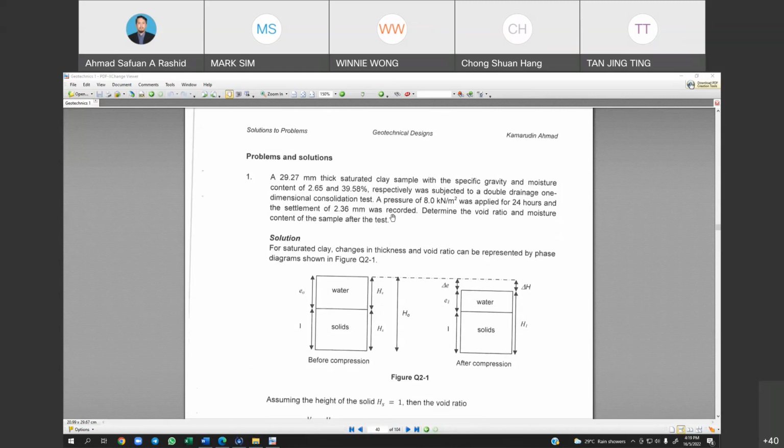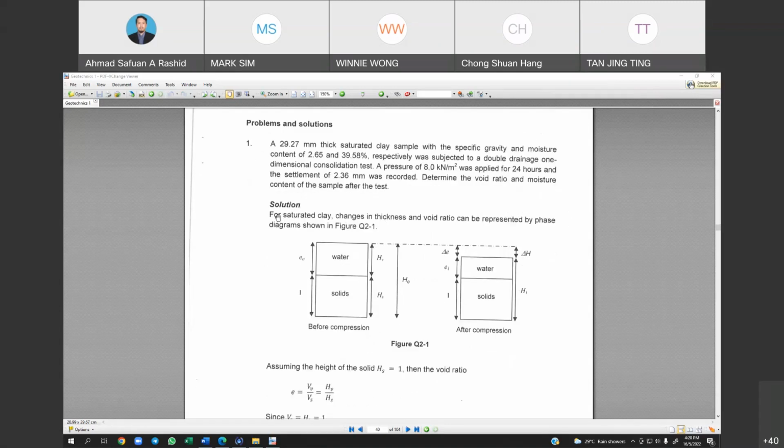A 29.27 millimeter thick saturated clay sample with specific gravity and moisture content of 2.65 and 39.58 respectively was subjected to a double drainage one-dimensional consolidation test. A pressure of 8 kilonewton per meter square was applied for 24 hours and a settlement of 2.36 millimeter was recorded. Determine the void ratio and moisture content of the sample after the test.